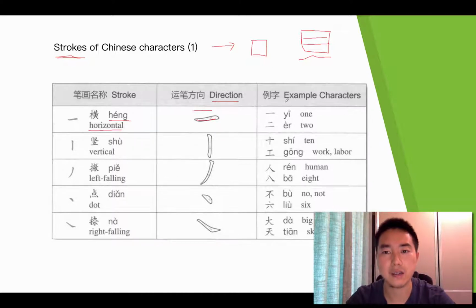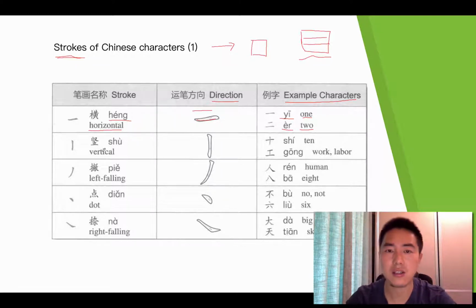So there are example characters. The first one is simple. It's just a heng, just a horizontal. It's called yi in Chinese, and it means 1. The next one is 2 horizontals, 两横, 2 hengs. So it's called 二, it means 2 in Chinese.